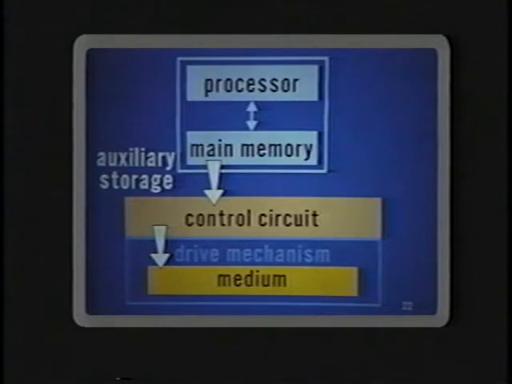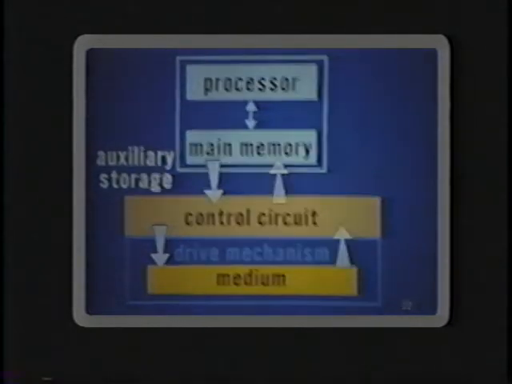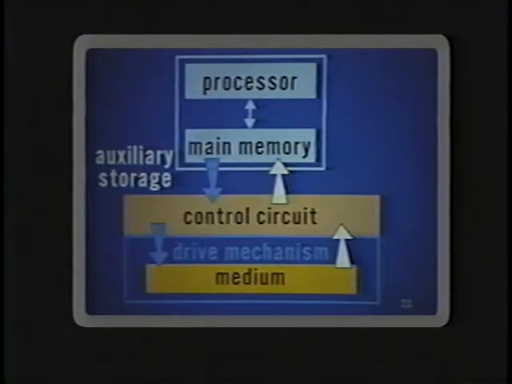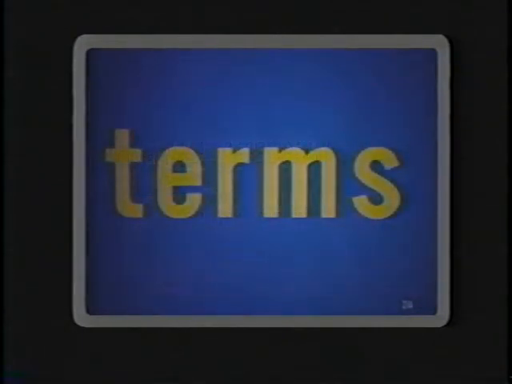The medium is handled in still a different way in auxiliary storage devices. Here, the control circuit receives data from the mainframe and writes it onto the medium. At a later time, however, the control circuit reads the data from the medium and sends it back to the mainframe. The medium always stays in the device. Now that we have described the basic structure of peripheral devices, we'll discuss some terms that are used to categorize them.